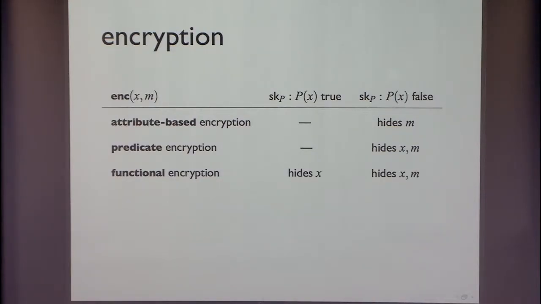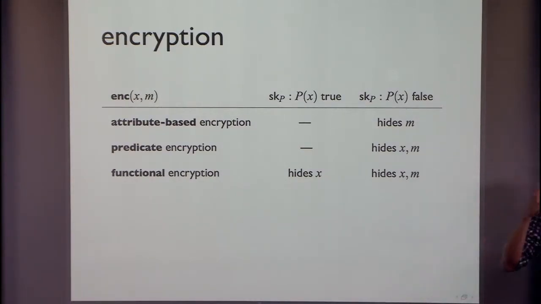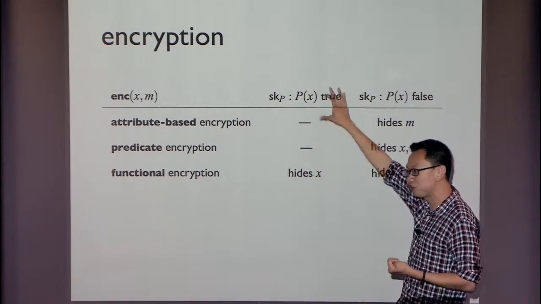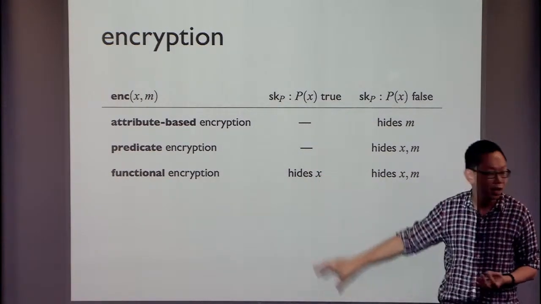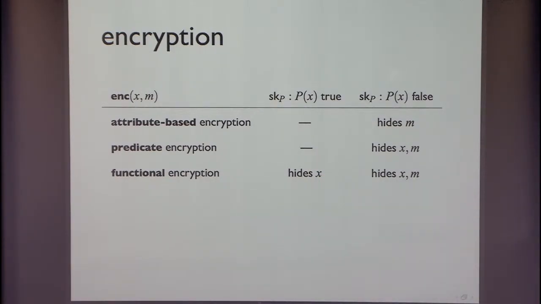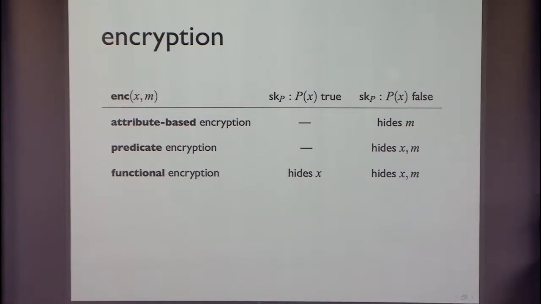Functional encryption provides a stronger security guarantee. Namely, in the case where the predicate is false, it hides both X, the attribute, and the message M. And in the case that the predicate is true, here you cannot hope to hide M anymore, but you still hide X. All right. Let me say that by hiding X, you cannot hope to hide X completely. You will reveal P of X. What I mean was you hide everything about X beyond the fact that P of X equals true or false.